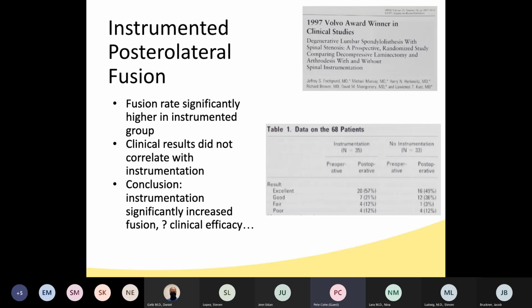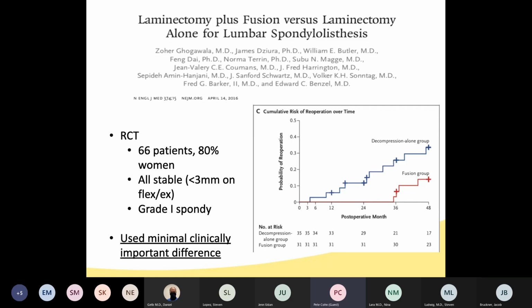But the clinical results did not correlate with the instrumentation. So even though there were greater fusion rates with screws, the clinical results did not necessarily mesh with that. So, that raised some more questions. Instrumentation helps with the fusion. Does it really help overall? To be determined.